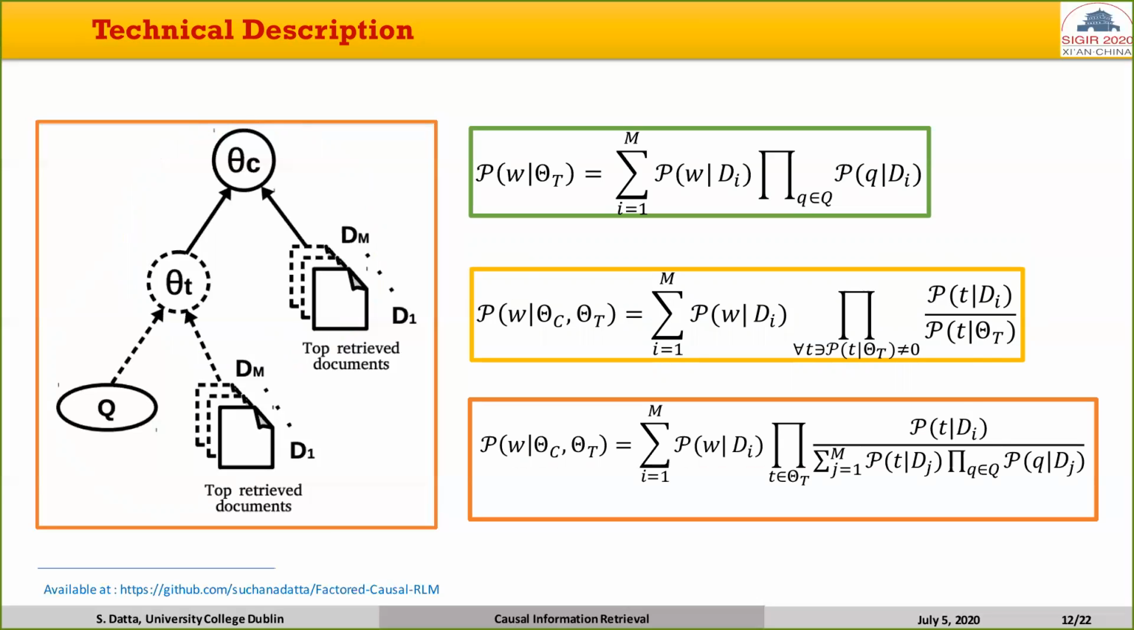But why do we call it factor? Because the causal model is factorized in the topical one, which then leads to estimating the causal one.